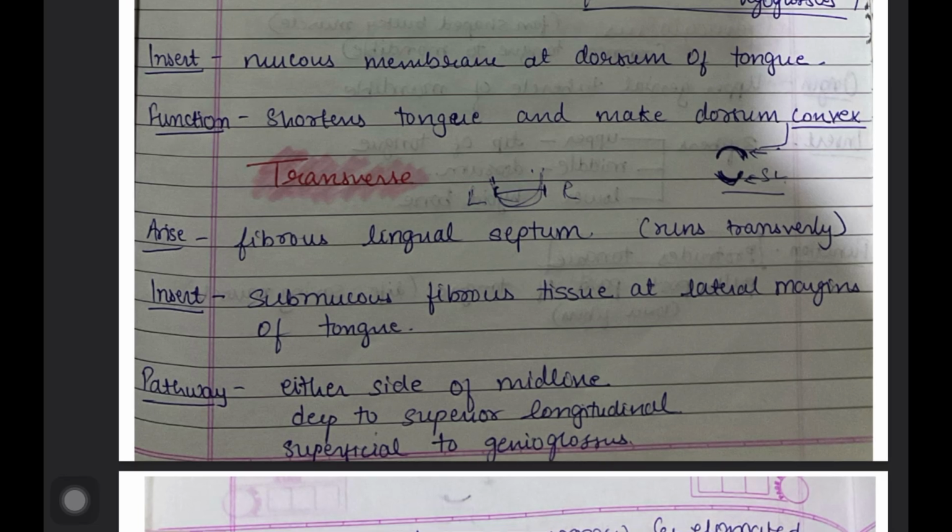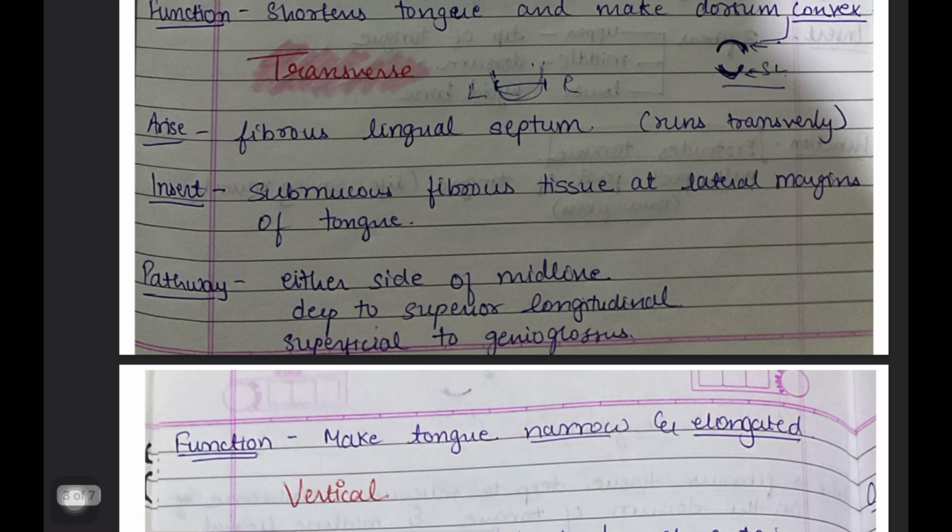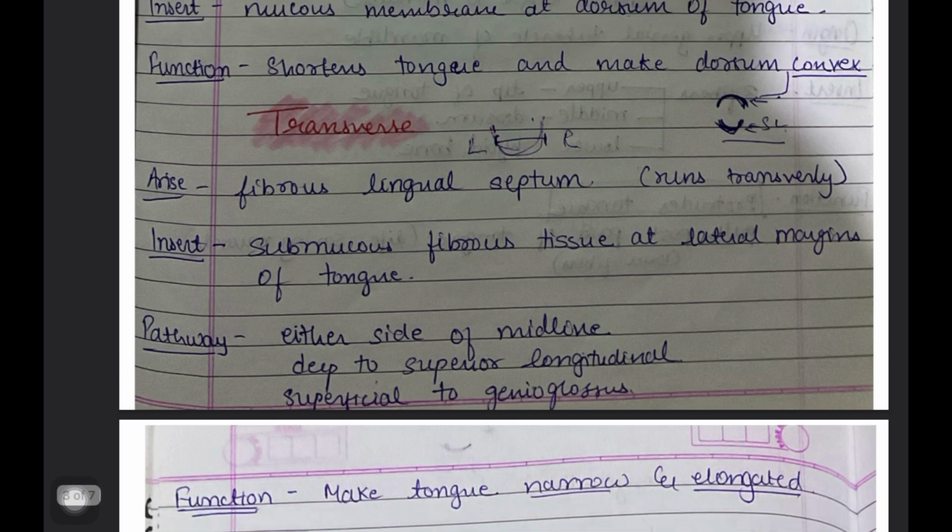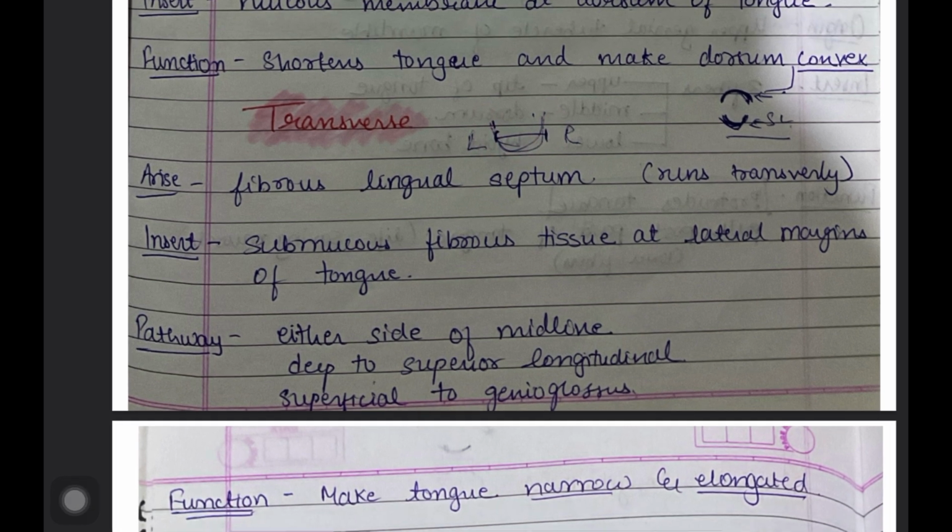So the transverse muscle arises from the lingual septum. It runs from left to right, from one part of the tongue to the other part of the tongue, transversely. Okay, it inserts into the submucous fibrous tissue at the lateral margins of the tongue. If this is a tongue, in the lateral margins it gets inserted. The pathway is either side of the midline, deep to the superior longitudinal, superficial to the genioglossus. These are the things to remember.